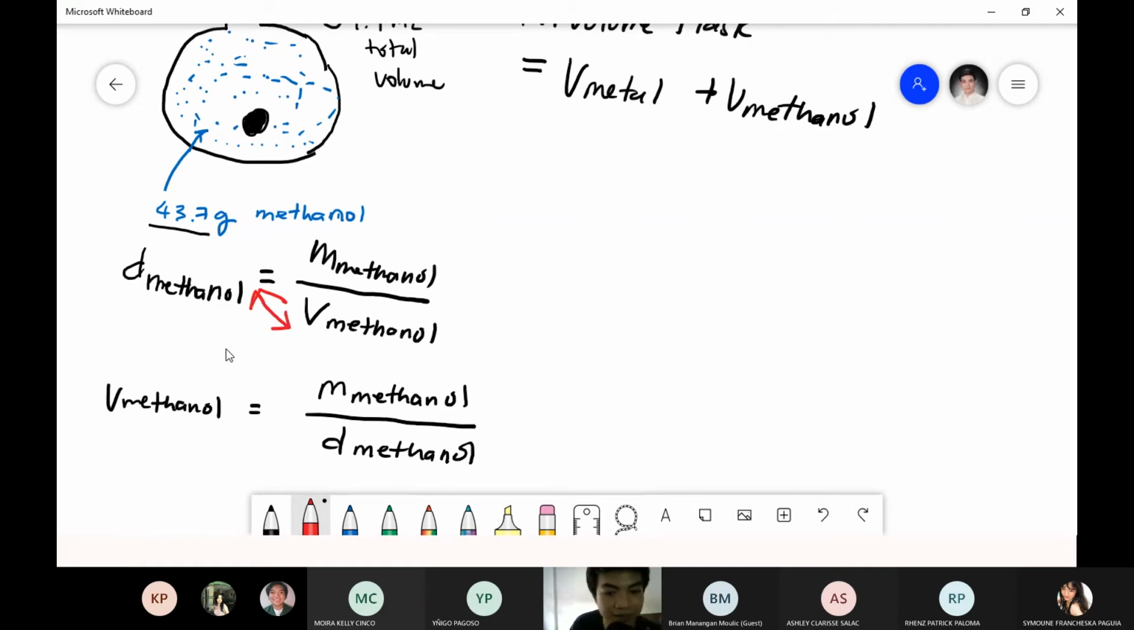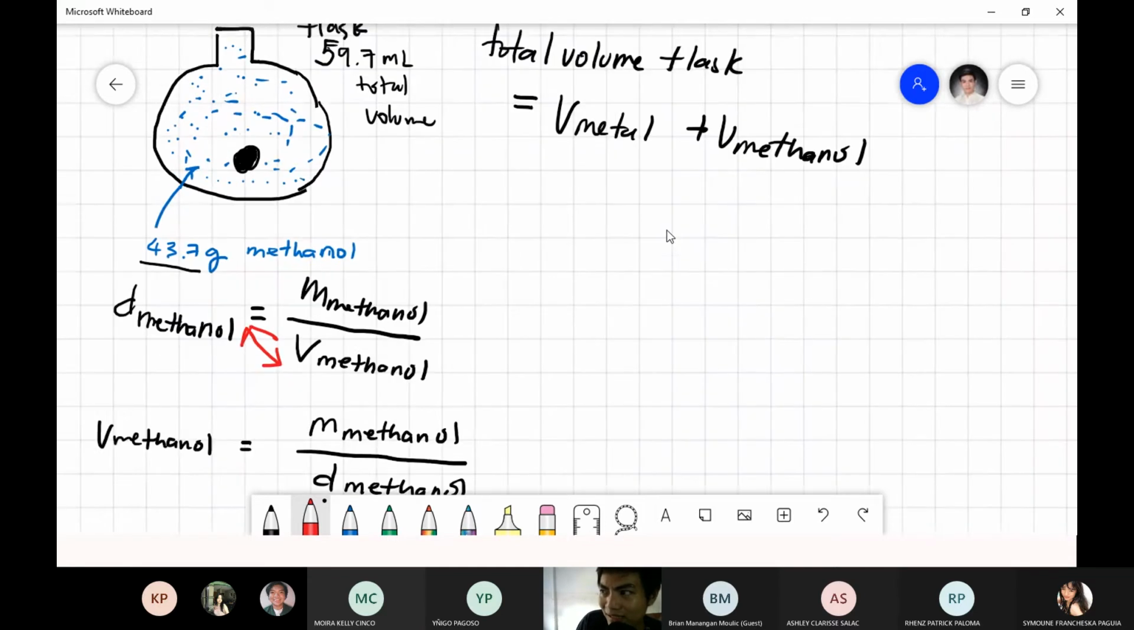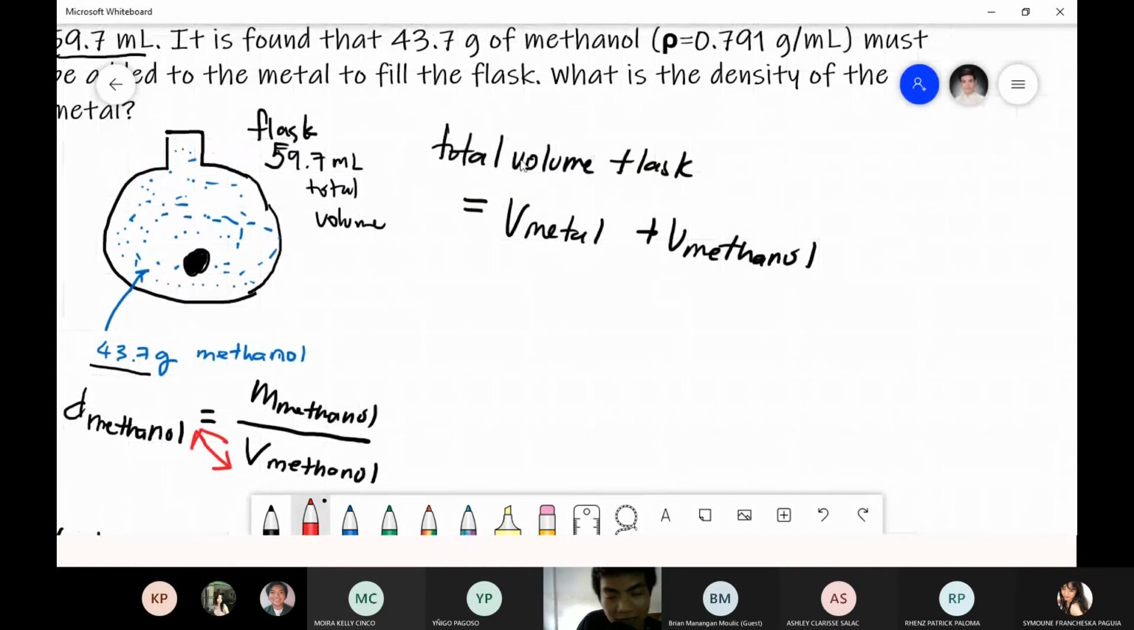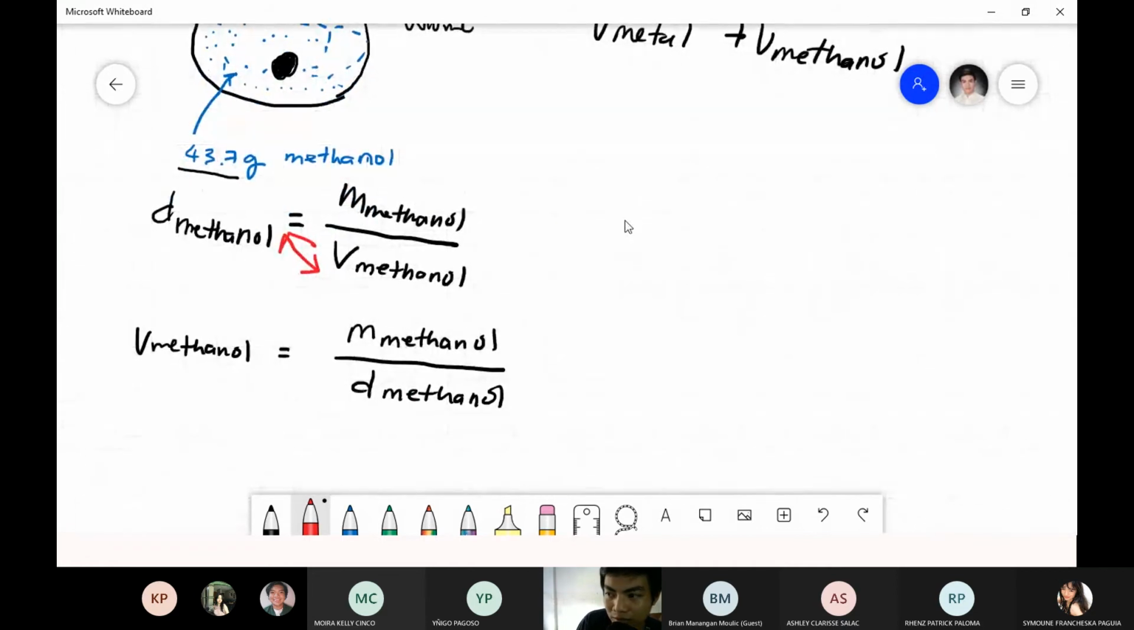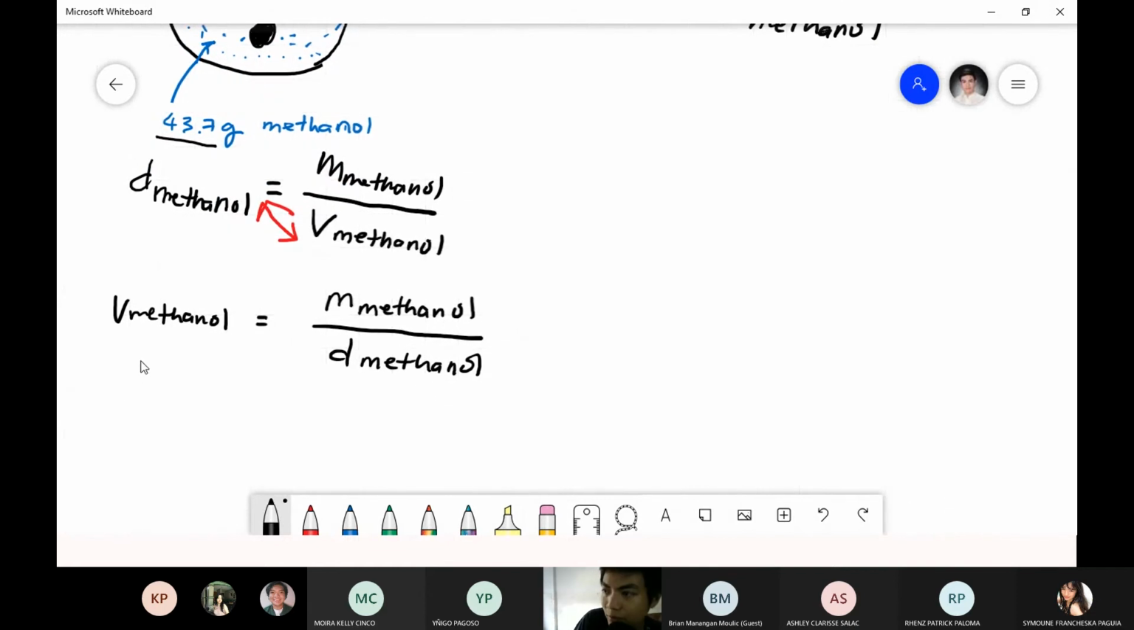So, I hope kaya nyo na yan. Cross multiply lang. Kasi volume yung kailangan ko. Bakit ko kailangan yung volume ng methanol? Kasi gamit yon, pwede ko malaman yung volume ng metal. Okay? So, yun lang yung unang gagawin natin. Okay, so yan. Ano yung mass ng methanol? 43.7.